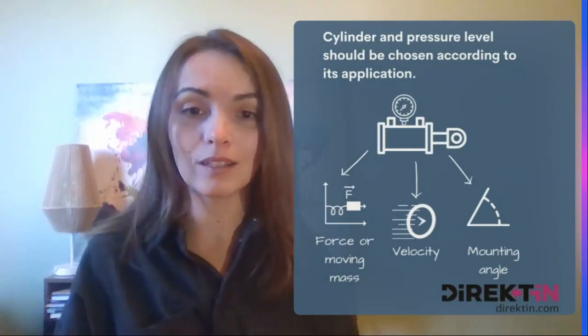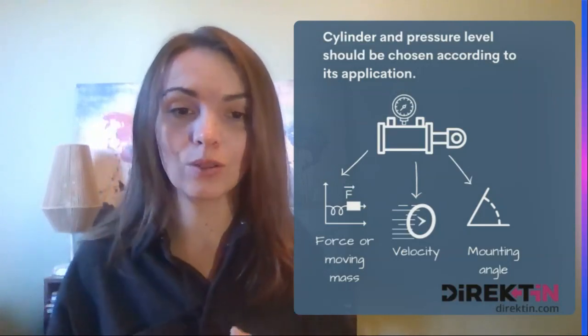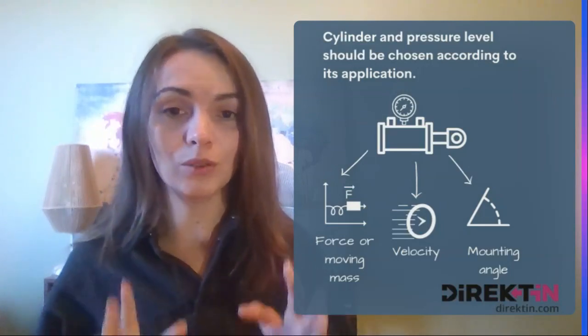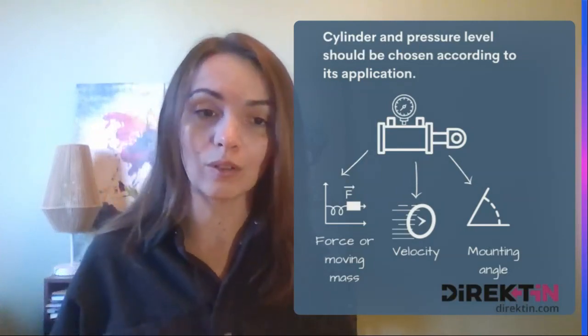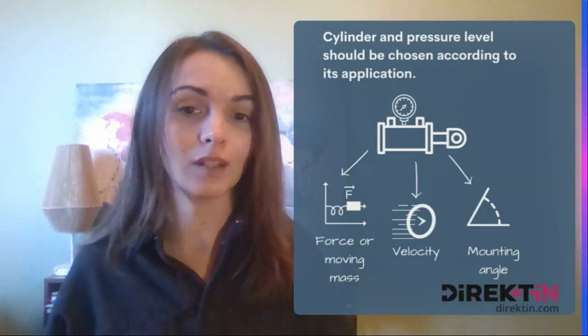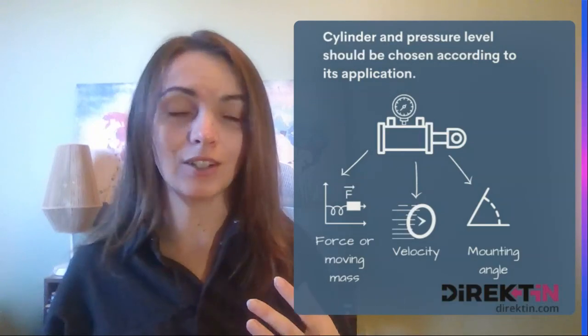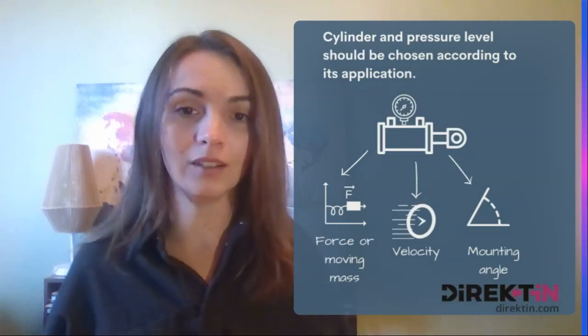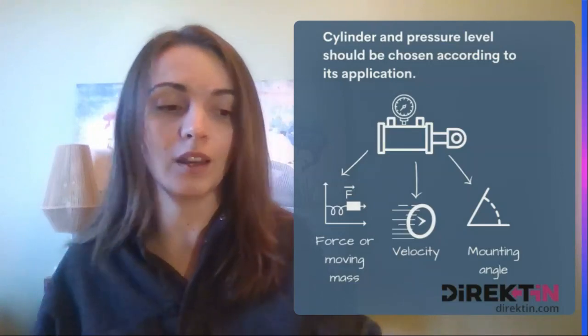So, just to remind you, a pneumatic cylinder we use to perform a certain task. It's a linear actuator, and we use it when we need a certain force, or we need to move a certain mass, or we need to have a velocity required for the application, and we can use it horizontally, vertically, or at a mounting angle of 45 or 30 degrees.